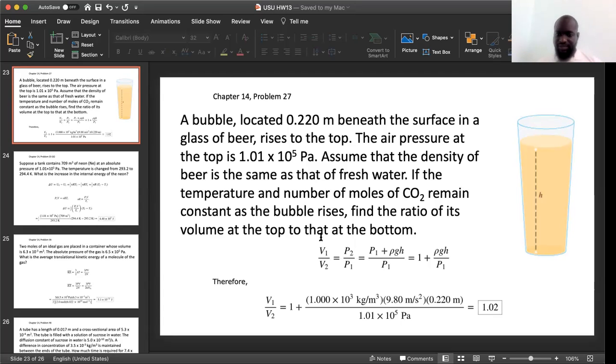So the same thing, V1 over V2 is P2 over P1, inverse proportionality, but P2 is P1 plus rho gh. So P1 over P1 is 1, rho gh over P1 stays there, and that just gives us V1 over V2 equals 1 plus rho gh over P1. That gives us exactly like the previous problem. Okay. So rho is the density of water, 1000 kilograms per meter cubed. The h is given, 0.22, g is just 9.8, and P1 is atmospheric pressure at the top.